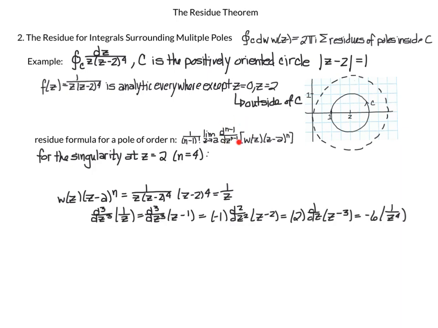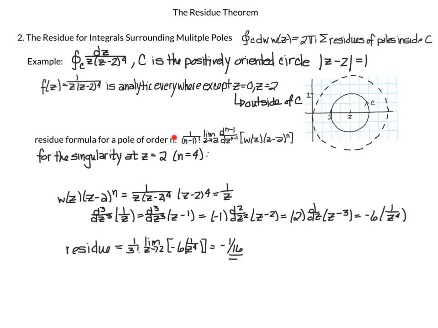Now the second part is to take the derivative. Which derivative do we take? It's the (n minus 1)th, so it's the third derivative of what's inside my brackets. So the third derivative of 1 over z. When I take my first derivative, I get negative 1 times z to the minus 2. I take my next derivative, I get minus 2 times minus 1, so that gives me the 2, z to the minus 3. And then I take my third derivative, and I get minus 6 z to the minus 4, or minus 6 over z to the fourth.